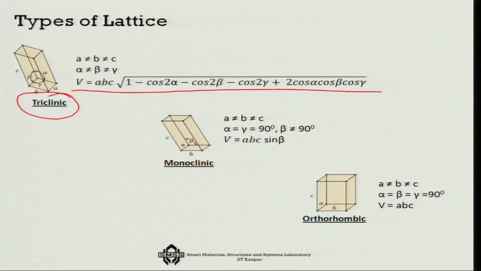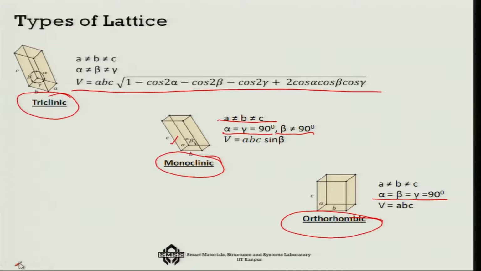From there, if you bring a little more symmetry, you can get a situation where A, B, C are not equal to each other, that is fine, but at least alpha and gamma are 90 degrees. So, alpha and gamma are 90 degree angles, and beta is not 90 degrees. Then you get a structure which is known as a monoclinic structure. Now, if you get a structure where alpha, beta, gamma all are 90 degrees, but still A, B, C are not equal, then you get a structure which is known as orthorhombic structure.